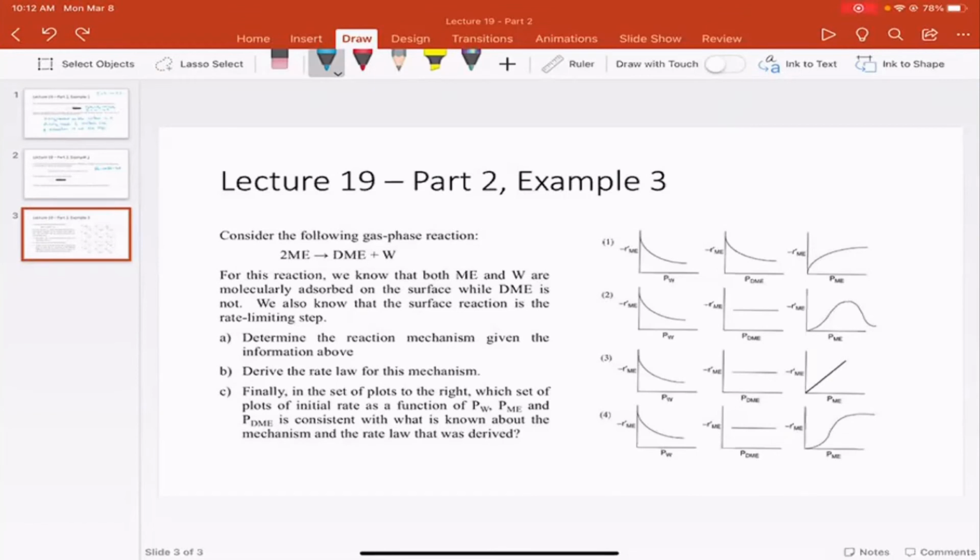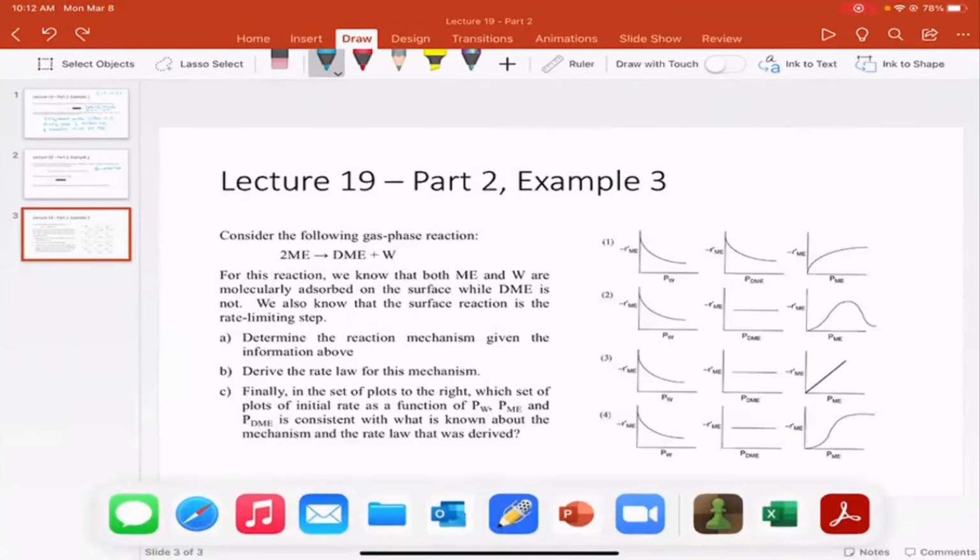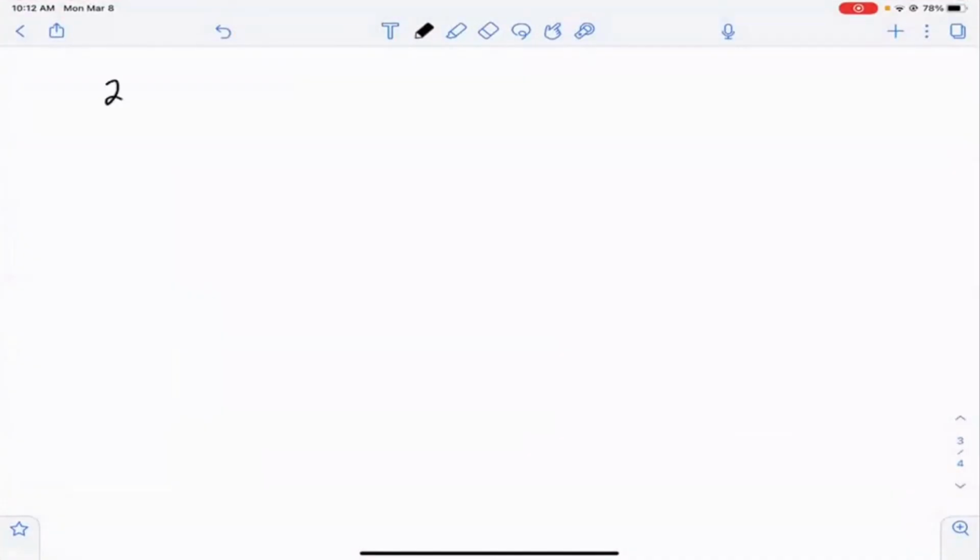So the first thing we're going to do is take these two pieces of information and write a mechanism. Then we're going to derive the rate law. And then we're going to determine, of the plots here on the right-hand side, which one is consistent with the rate law that we derive, okay, and the mechanism that we have. So let's do that. All right, so we know 2Me goes to DME plus W, okay?